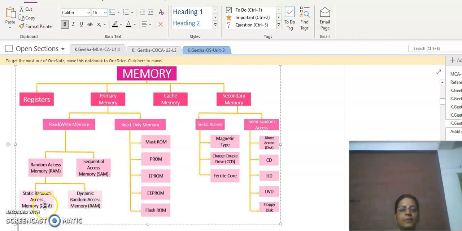Whereas if other components like flip-flops are used, the content stored in this RAM is going to be static or fixed, so there is no need to refresh it. So that will come under the category SRAM.